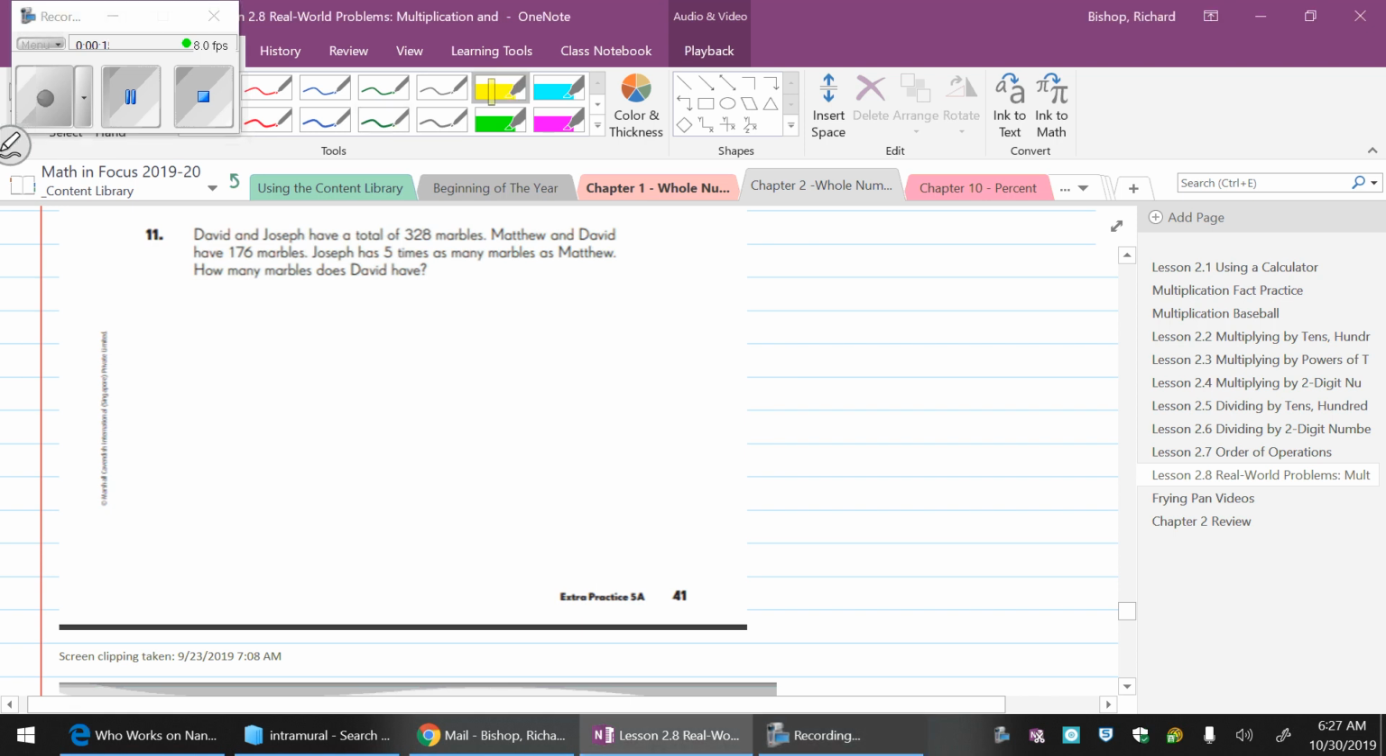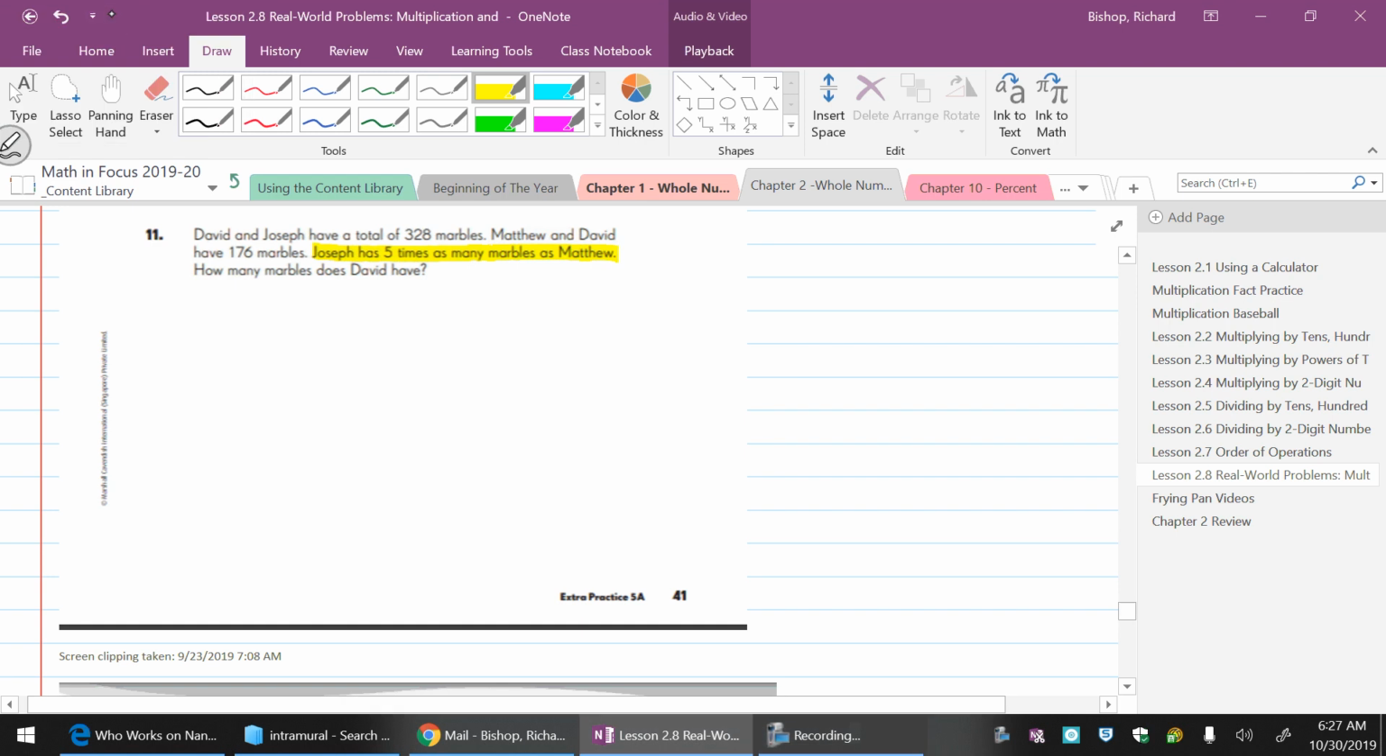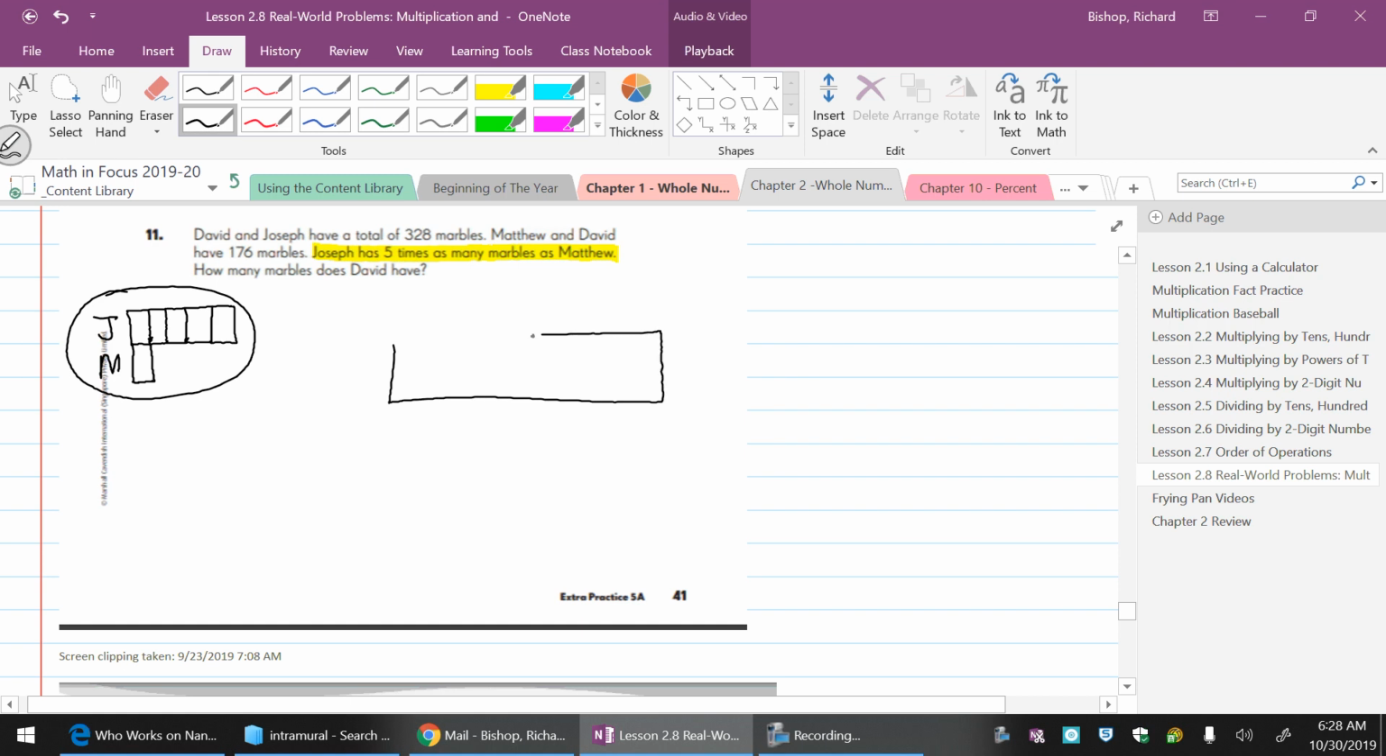All right, so I'm going to start here just to get a little visual. Come over and I see that Joseph has 5 times as many as Matthew. So this is Matthew, this is Joseph. This just gives me a little bit of a start. Then I come over and I think about my larger frying pans, and we're going to have some marbles up there.